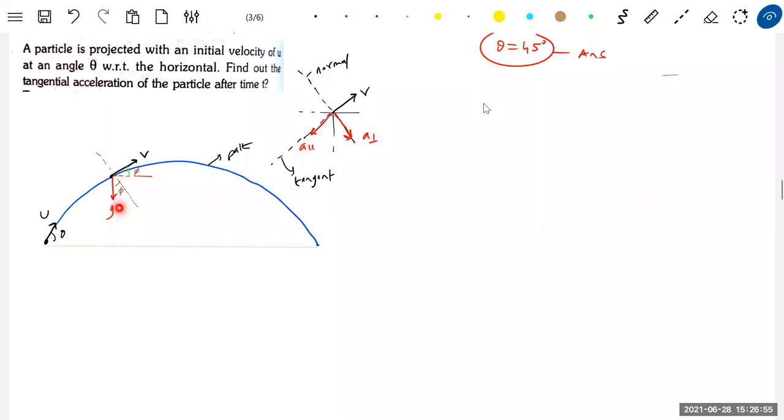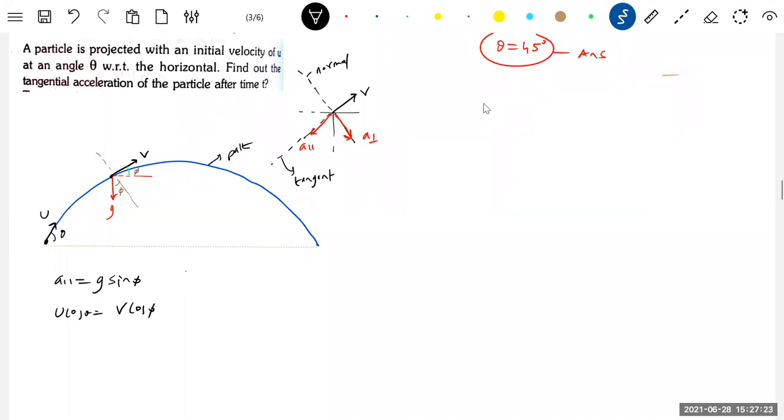So we have a g now. Can we resolve now? g sin phi. So what is a parallel? A parallel is equal to, in fact, g sin phi. But we don't know phi. Phi is what we assumed. Okay, let's do one thing. The horizontal component of velocity must remain constant. So u cos theta should be equal to v cos phi.